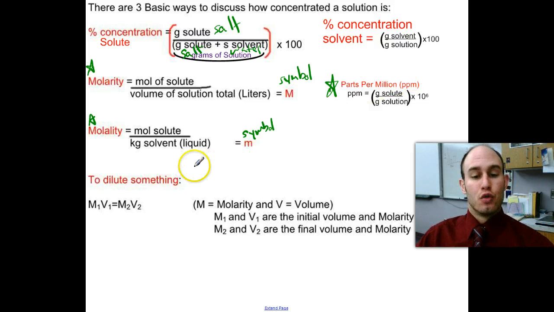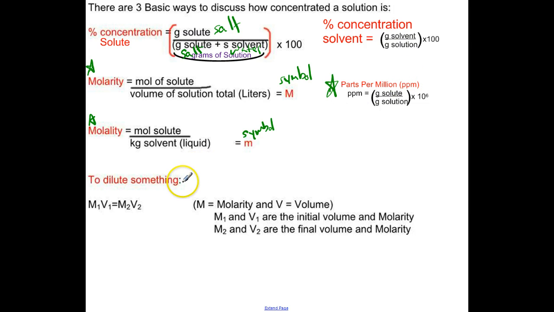And then the dilution equation. Again, we're going to put these all to use, but just get them down right now. M1V1 equals M2V2. Make sure you know what M and V stand for: molarity and volume. And obviously those are your initial and your final volumes.